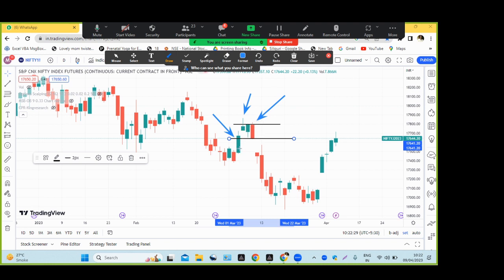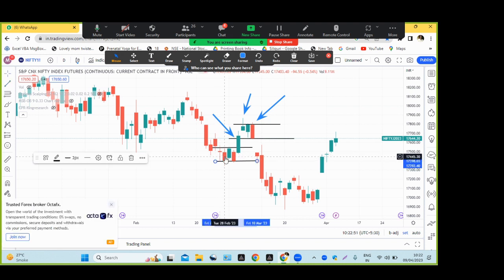This is a big candle, very good volume. Now if you see carefully, this was the place where the market stayed for 4 days. Number 1, number 2, number 3, number 4. Now what is the golden rule to enter the market?